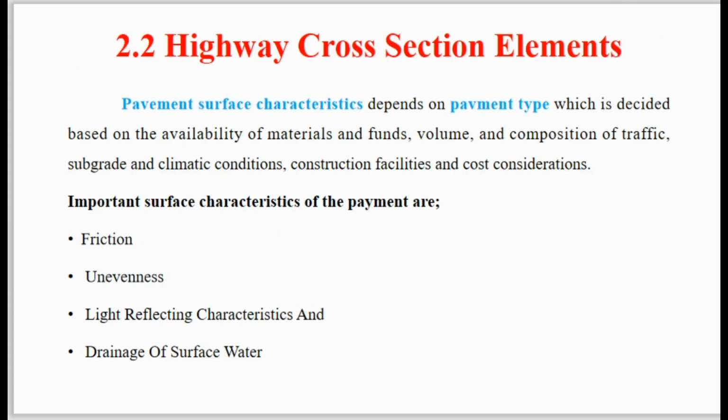Next, we shall discuss the highway cross-section elements. First are the pavement surface characteristics. The pavement surface characteristics depend on the pavement type, which is decided based on the availability of the materials and funds, volume and composition of the traffic, the subgrade and climatic conditions, construction facilities, and cost considerations. The important surface characteristics of the pavement are the friction, unevenness, the light reflecting characteristics, and the drainage of the surface water.